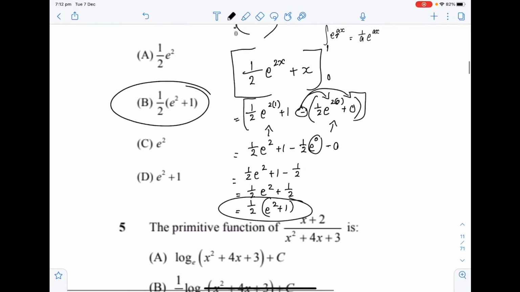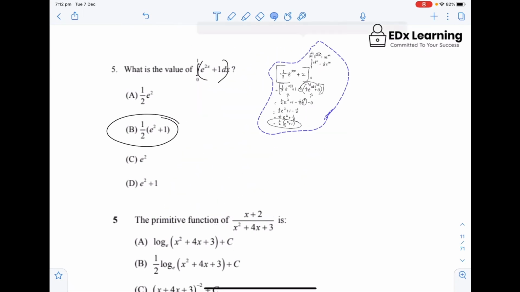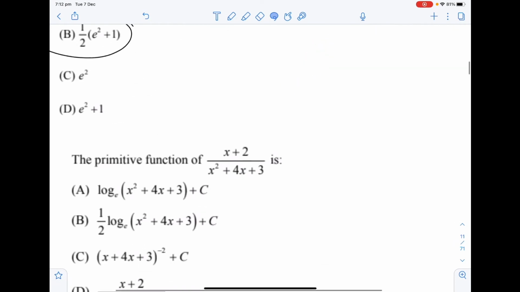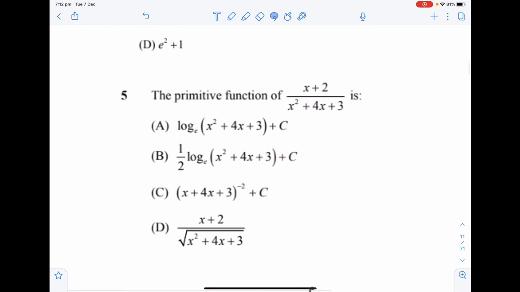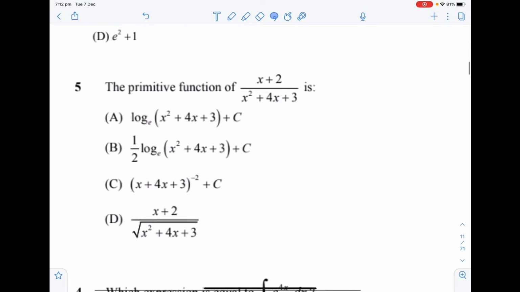So next question. The primitive function of, what does primitive mean? Yes, correct. So primitive is just a fancy way of saying the integral of the following function is. No. So first of all, we'll do this one kind of together. Actually, no. Have a go at this yourself and give me an answer.